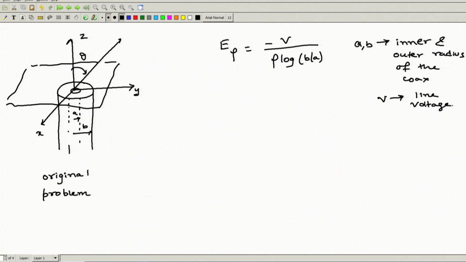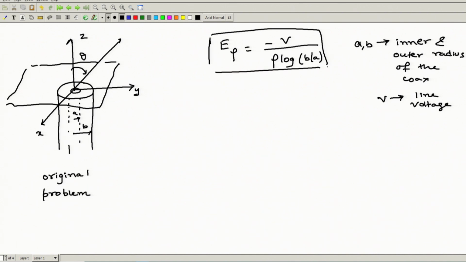We need to again use the equivalence principle to change the original problem into the equivalent problem. Basically, we have a coaxial transmission line that is being opened into a ground plane. It is to be noted that in the question it is assumed E rho is minus V upon rho log of B by A.